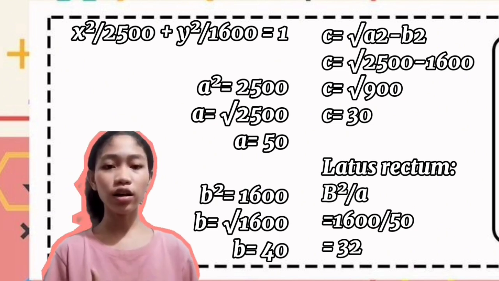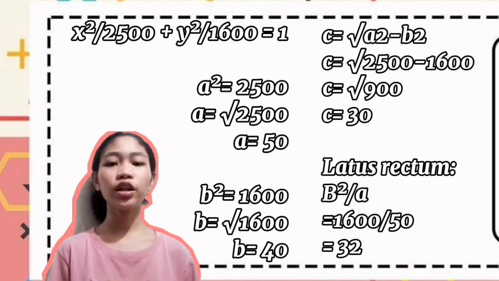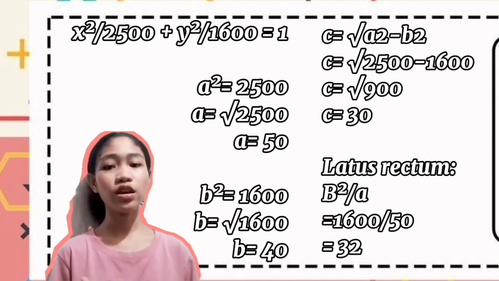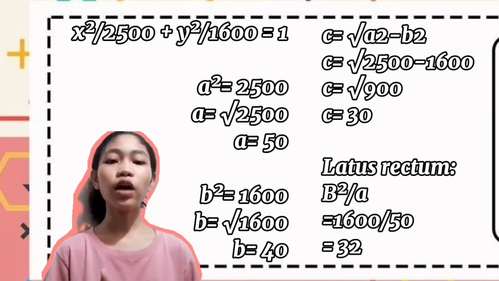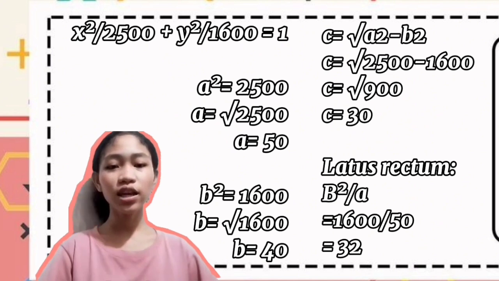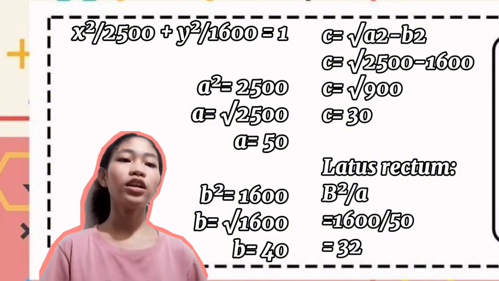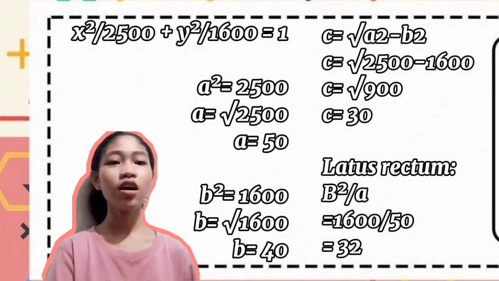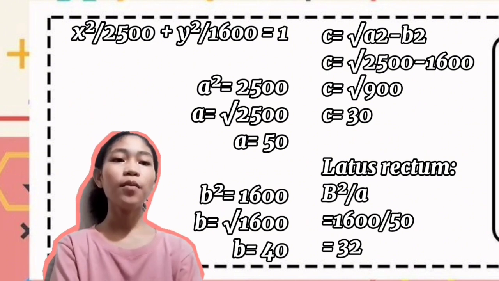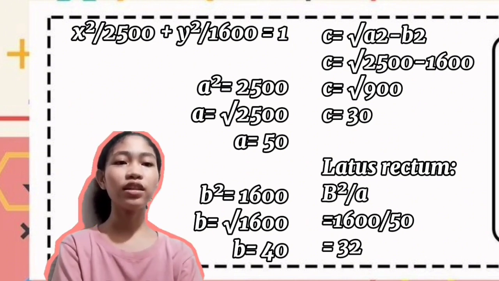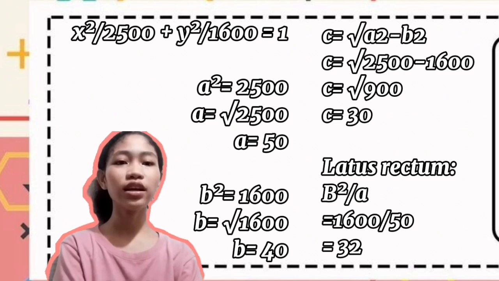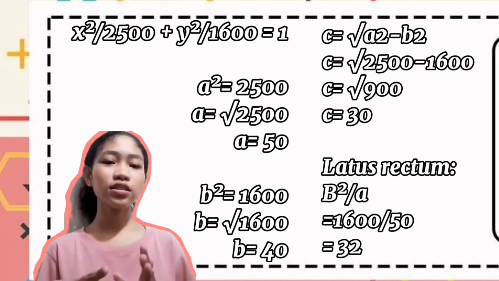For our latus rectum, we're gonna use formula B squared over A, and this is 1,600 over 50, which is equal to 32. At ngayon nakuha na natin ang mga naunang given na ito, magkakaroon tayo ng guide kung paano natin makuha ang vertices, co-vertices, foci, at lateral recta.